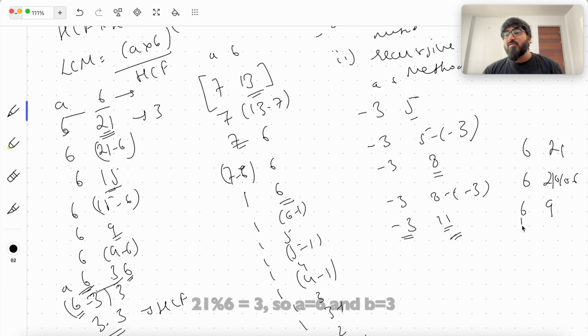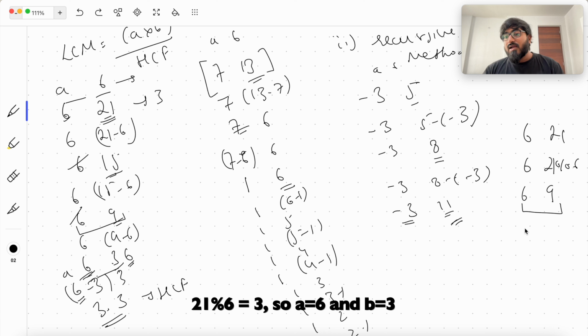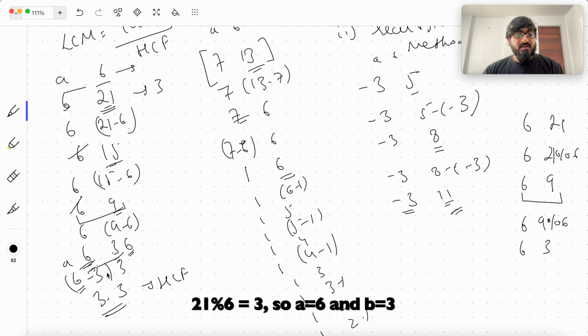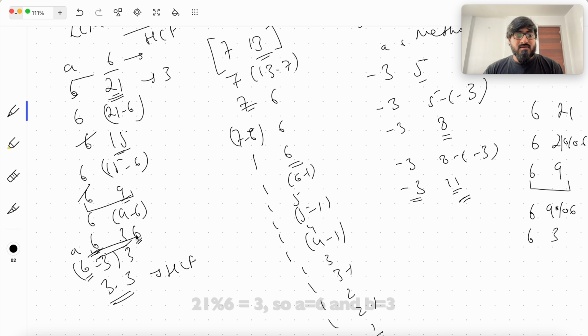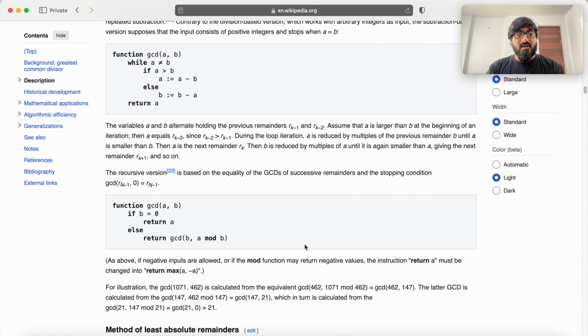Now you have to find the HCF of 6 and 9, which is what we are finding here. Then again 9 is replaced by 9 % 6, which is 3. So 6 and 3, which is happening here. Now when 6 is replaced by 6 % 3, you get a 0. So 0 is an indication that you have found the HCF, which is the other value. That is what we are doing here: if b equal to 0, return a.